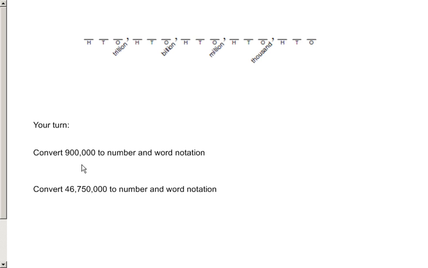So look at your significant digits. Where you see commas, they'll become periods in your number and word notation. And you'll look at your greatest place. The comma by the greatest place will help you know what word to write. So stop the video now and write those numbers in number and word notation. When you're done, start the video again for one more piece of information.